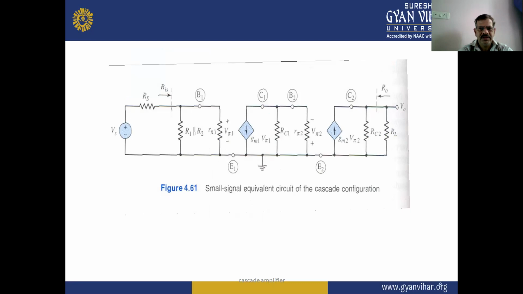Next, this figure shows the small signal equivalent circuit of the cascade configuration.